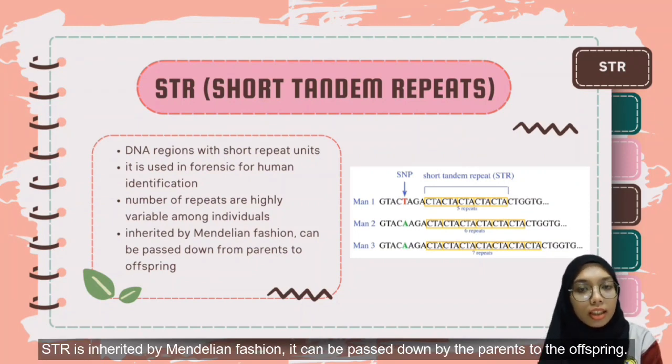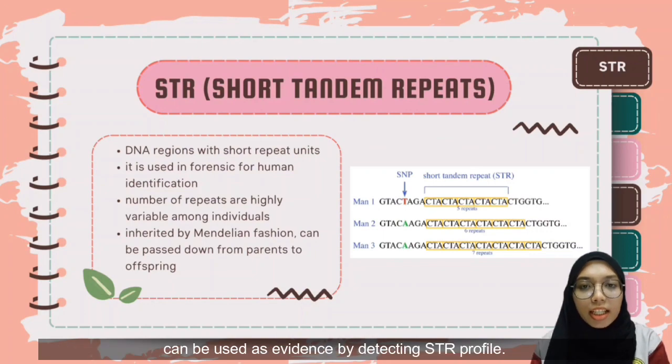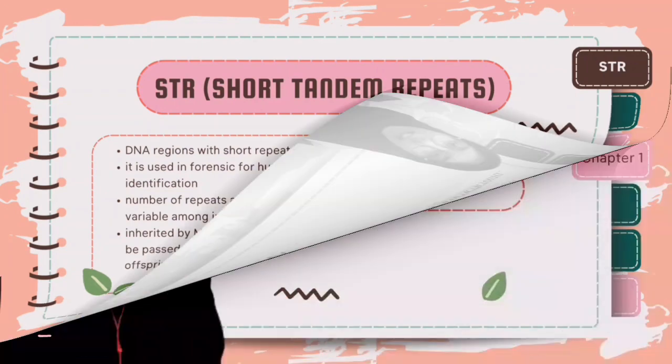STR is inherited in a Mendelian fashion. It can be passed down by the parents to the offspring. Okay, now let's get into the research about whether or not degrading menstrual blood can be used as evidence by detecting the STR profile.